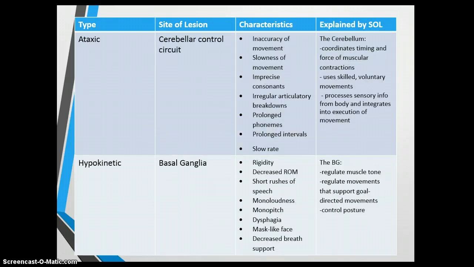Ataxic characteristics include inaccuracy of movement, slowness of movement, imprecise consonants, irregular articulatory breakdown, prolonged phonemes, prolonged intervals, and slow rate, found in the cerebellar control circuit. Hypokinetic dysarthria includes rigidity, decreased range of motion, short rushes of speech, monoloudness, monopitch, dysphagia, mask-like face, and decreased breath support.